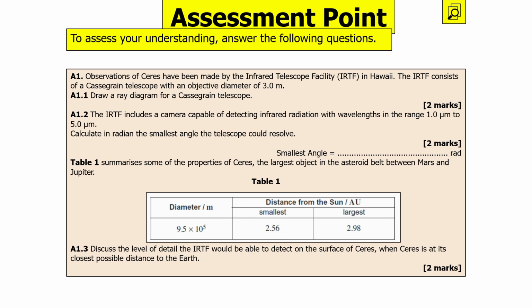The IRTF includes a camera capable of detecting infrared radiation with wavelengths 1 micrometer to 5 micrometers. Calculate, in radians, the smallest angle the telescope could resolve. Then Table 1 summarizes some properties of Ceres, the largest object in the asteroid belt between Mars and Jupiter. Discuss the level of detail IRTF will be able to detect on the surface of Ceres when Ceres is at as close as possible distance to the Earth. So pause the video now, then unpause the video when you want to go through your answer.